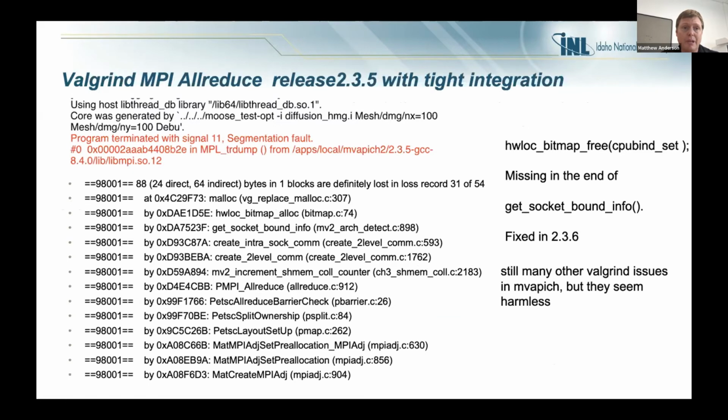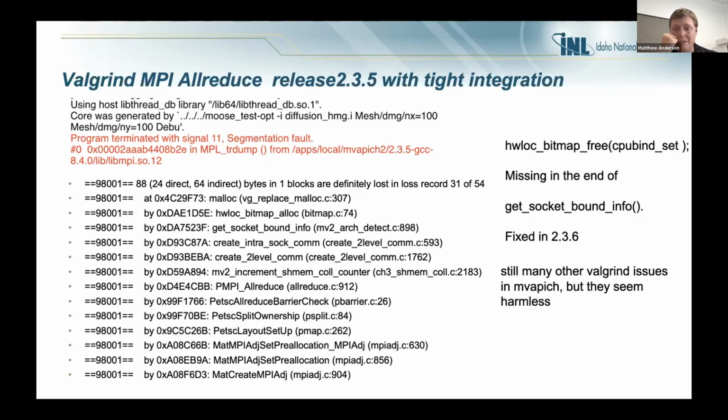And yeah, along the way we ran Valgrind on it, found some problems with 2.3.5 and our tight integration. We ended up missing a bitmap free command in get socket bound info. So that's been implemented in 2.3.6. So the good news, you don't have to do anything. All this is the bug fixes there.